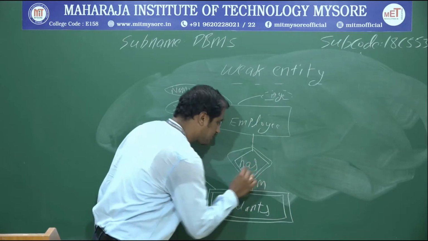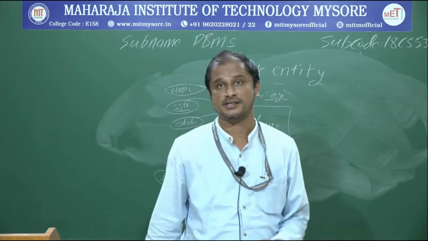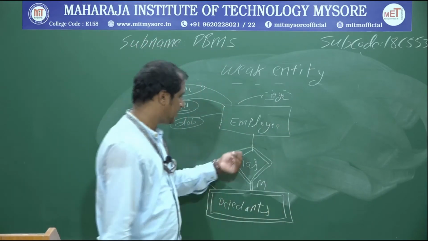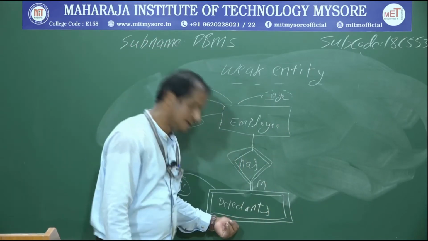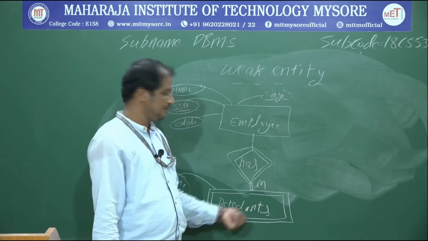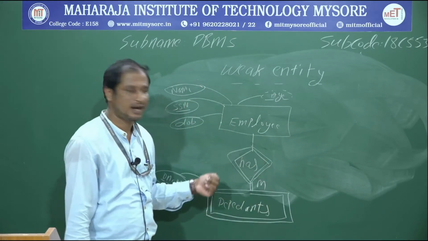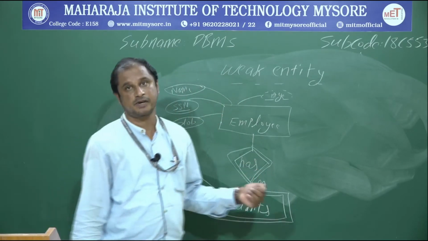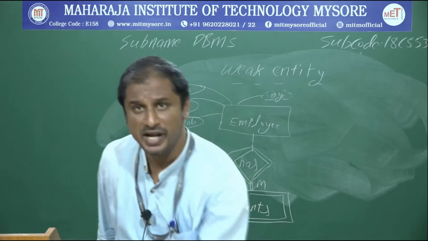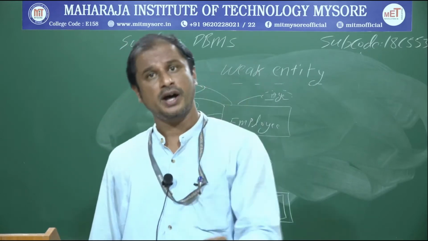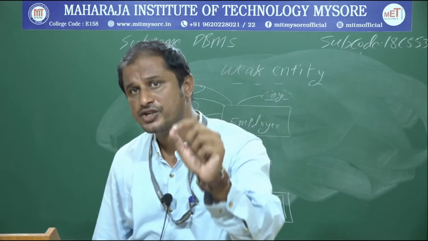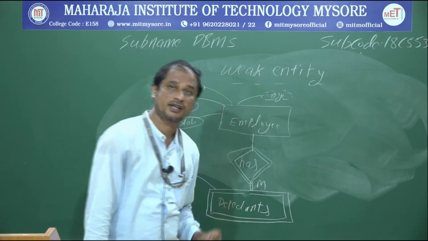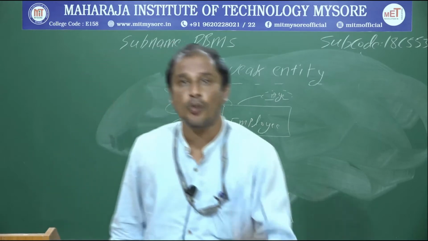So employee has dependents. One employee has many dependents. You represent a double line for the relationship and a double line for the rectangular entity. You represent the rectangular entity with double lines, with double lines for has, and double lines for total participation. Must have total participation with a many relationship, with dashed lines for the partial key. That is called a weak entity.